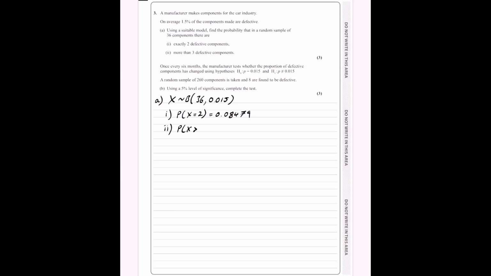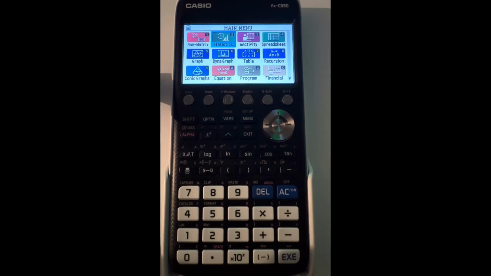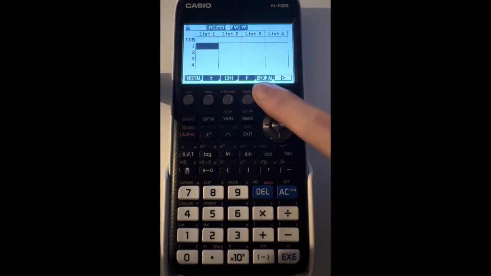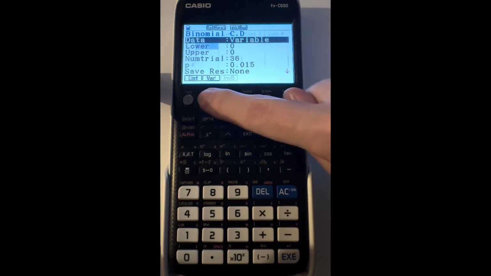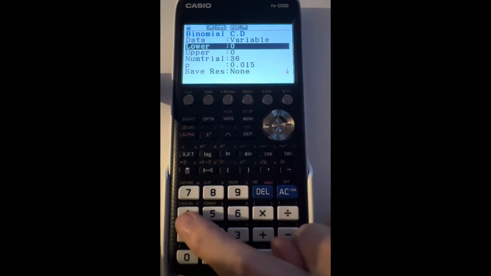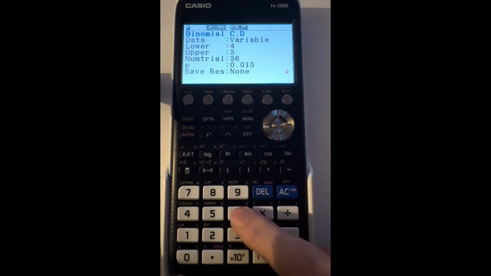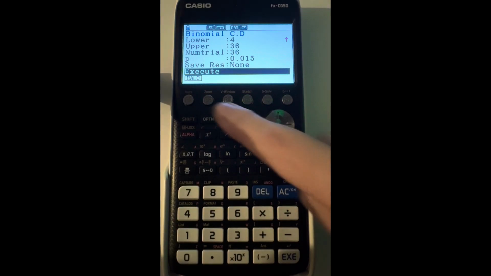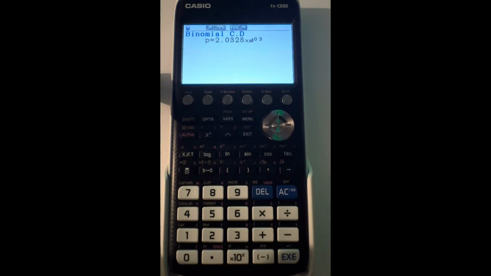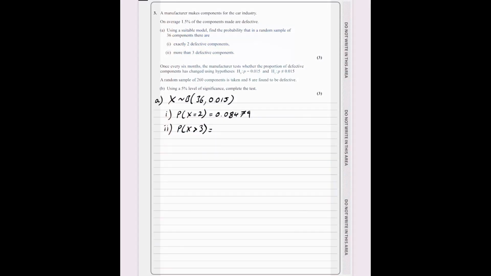For part 2, we want the probability x is greater than 3. Now, because this is discrete data, we're going to look at numbers that are 4 or above. So back to the binomial section of the calculator, set my lower as 4 and go up to 36, and then execute that, and we can see we get 2.03 times 10 to the minus 3. I'm not going to write it out in standard form. I'm going to write it as an ordinary number.